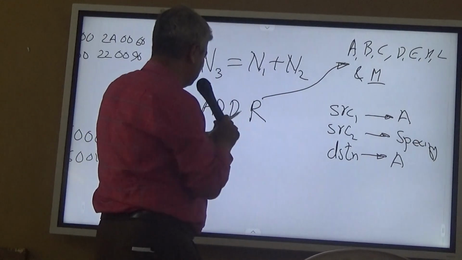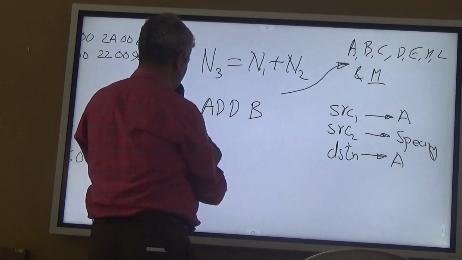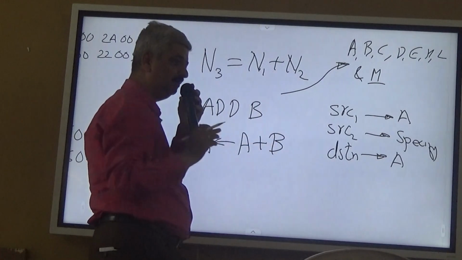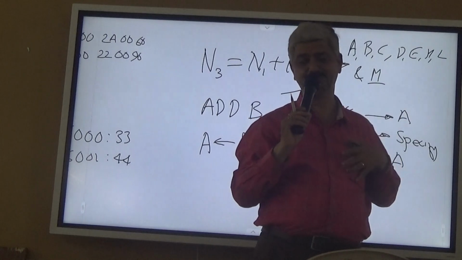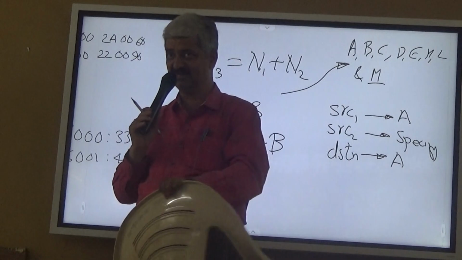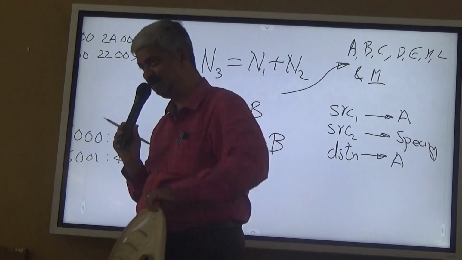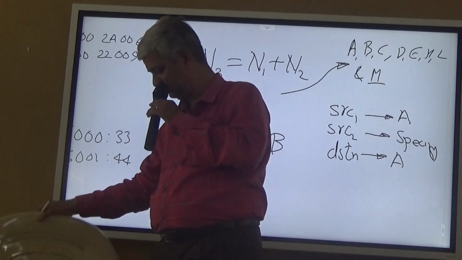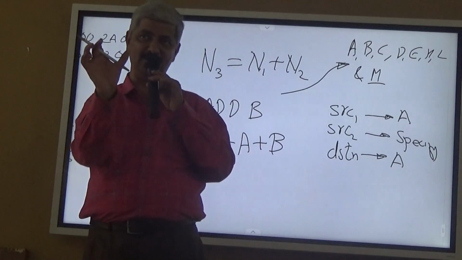Now what does it mean? Let us take add b. So add b means accumulator is equal to accumulator plus b. Is it clear? Now there is a problem. Everything is in binary, not hex. Hex is not a number system. It is just an alternative way of representing binary compactly.